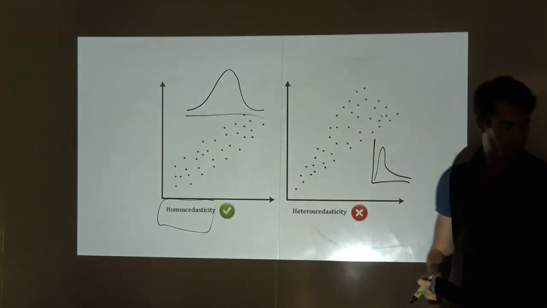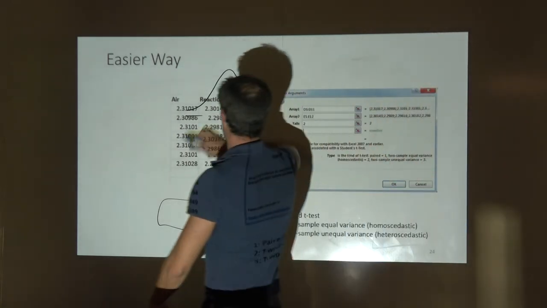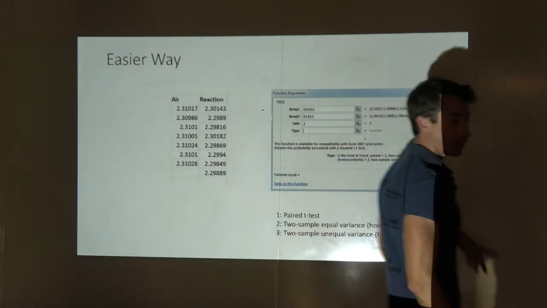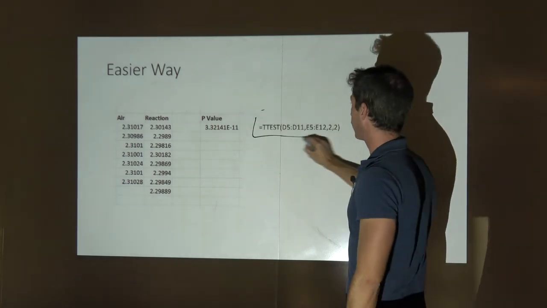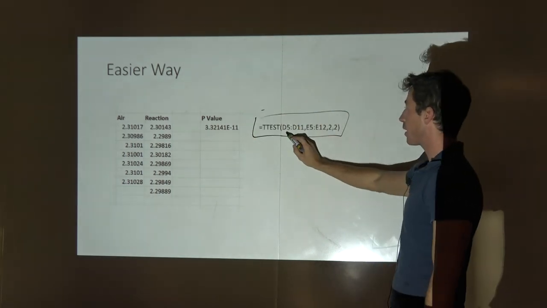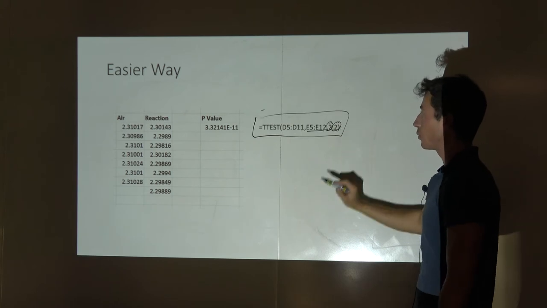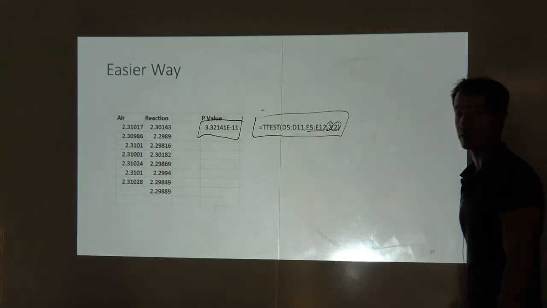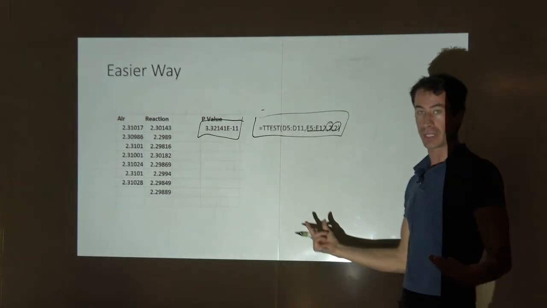So that means that I would put a two right here for type in Excel, okay? So then the final equation in Excel is t-test, here's array one, array two, two comma two, and it outputs this p-value of 3.3 times 10 to the negative 11th, okay? So really, really, really significant, right?